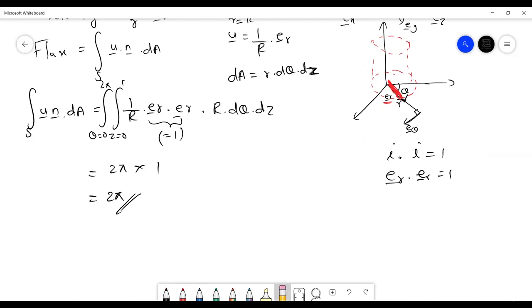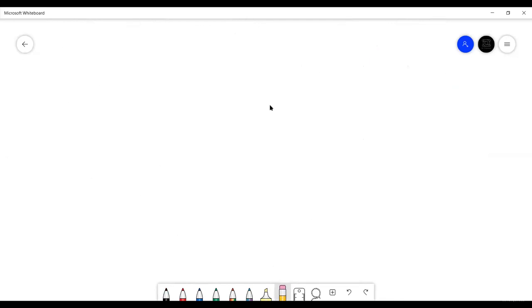So here, from the divergence theorem, we know the volume integral of divergence of F dV over the bounded region is given by the surface integral of F dot N dS. If they ask us to verify, we have to find both sides and show that both sides are equal. We'll start from the LHS.